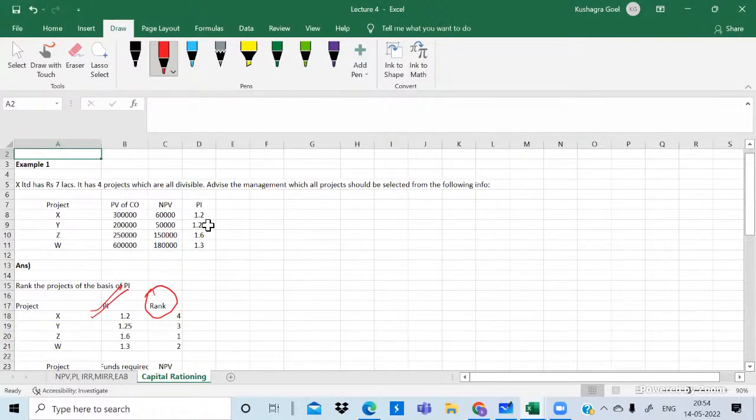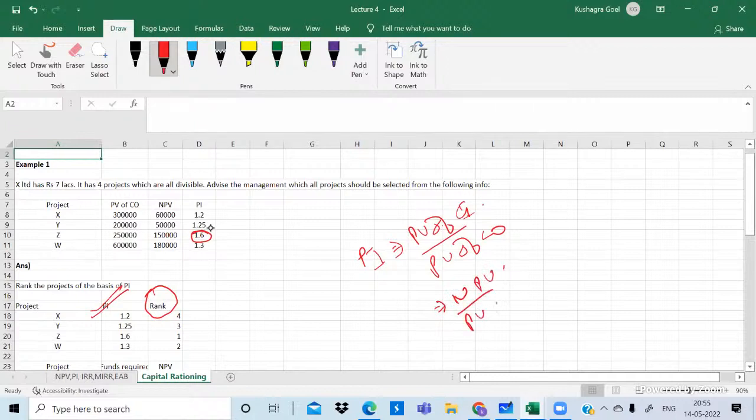So look at project Z. It has a profitability index of 1.6. Okay, I've got a question. Here we are considering NPV as cash inflows, but actually NPV is cash inflow minus cash outflow. I think, if I'm not wrong, in your async content the formula for profitability index is not given as present value of cash inflows upon present value of cash outflows. I think the formula given over there is NPV upon present value of cash outflows. Is this the formula which is given in your async content?